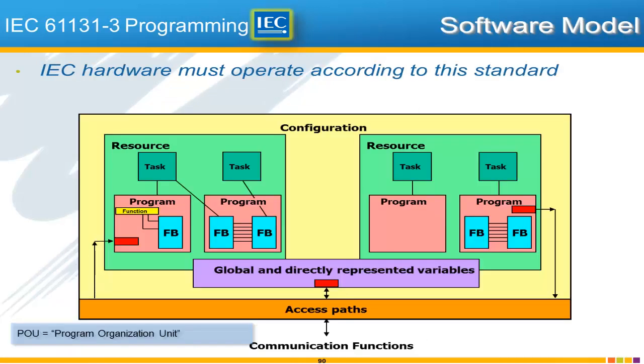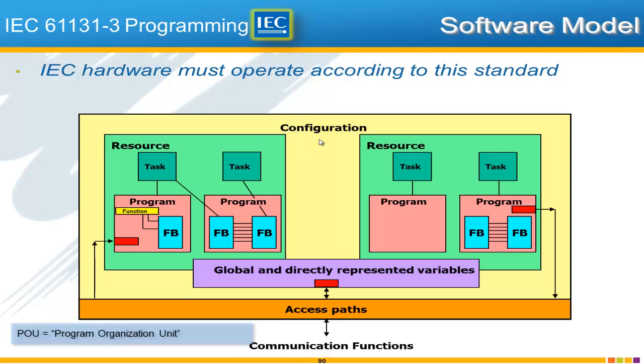IEC 61131 also describes what they call the software model, which in a sense is more of a hardware operation model. It says that the devices running IEC 61131, in our case the PLC, are referred to as resources, and they exist within a configuration. Maybe you're already thinking of the hardware tab.